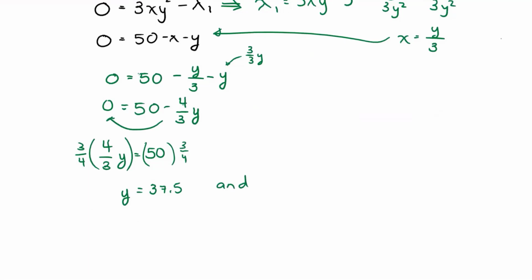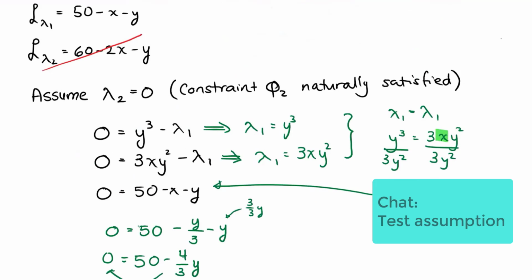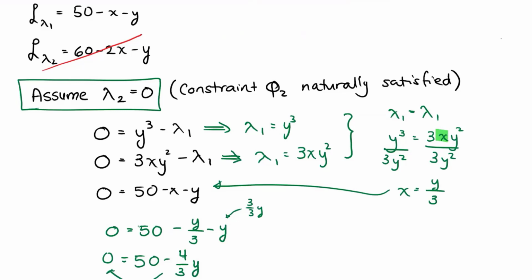And I'll also be able to solve for my x value because x will be equal to y over 3. So that's going to be 37.5 divided by 3, giving me 12.5. So now I have an x and a y value. What do I need to do before I accept this as my final answer? I have to test it. I have to test and check my assumption. I can't just continue to assume that it's going to be naturally satisfied without testing that.